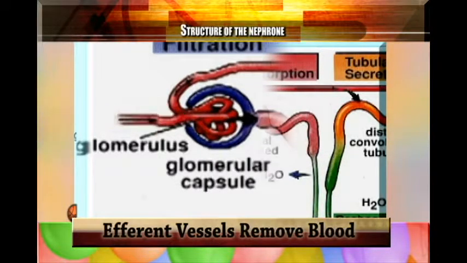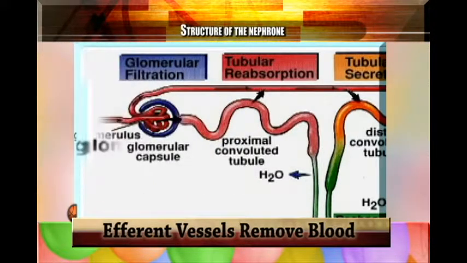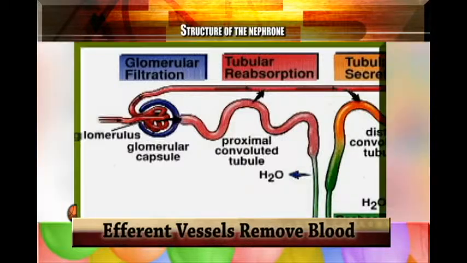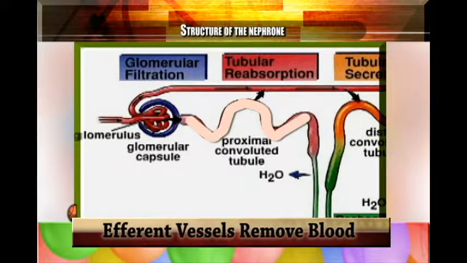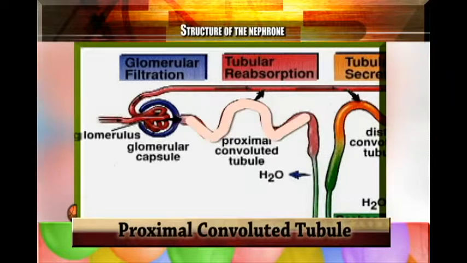And you'll find that from the Bowman's capsule, you have a coiled tube that comes first, and that coiled tube is called the proximal convoluted tubule. It's the one that comes first. It is coiled, and it is also found in the cortex.